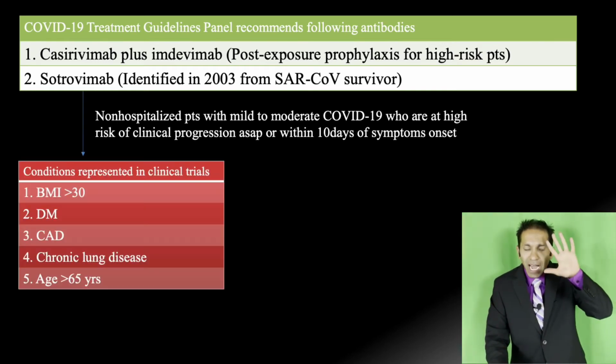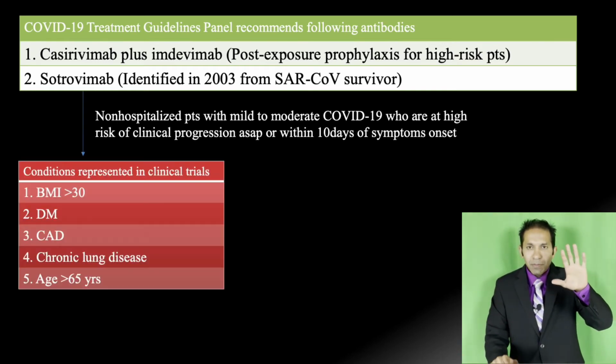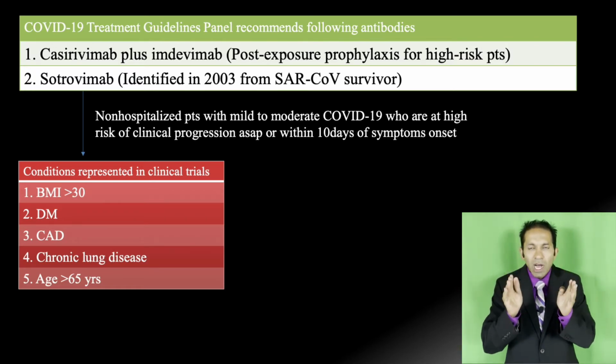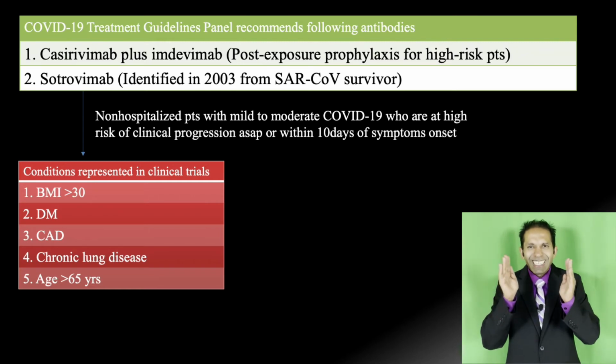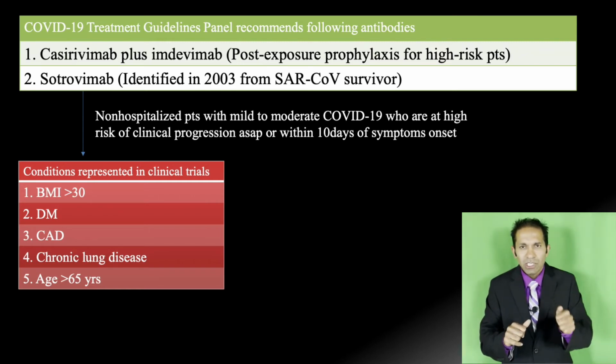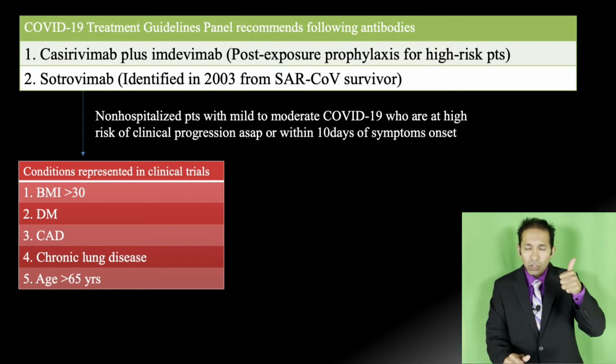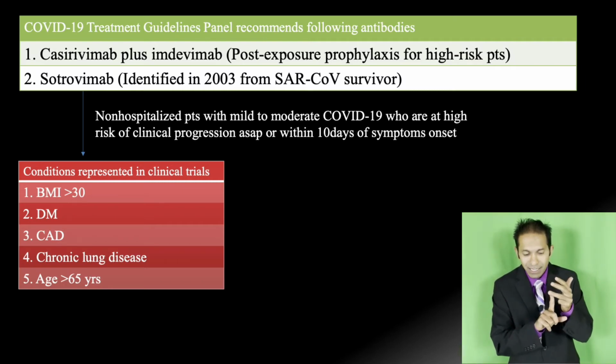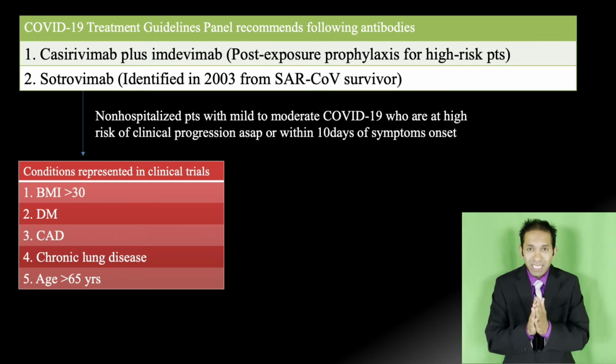So there are 5 conditions represented in clinical trials which can cause severe COVID-19 disease. Those 5 conditions are: number 1, if the patient is obese, BMI more than 30. Number 2, if the patient has diabetes. Number 3, if the patient has coronary artery disease. Number 4, patients who have chronic lung disease. Number 5, patients who are older than 65.